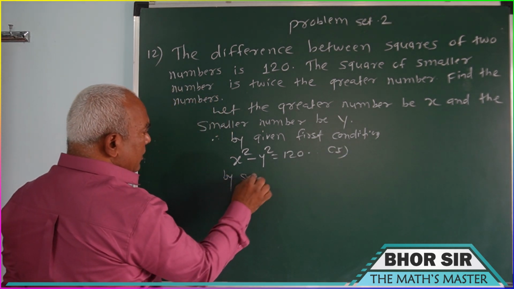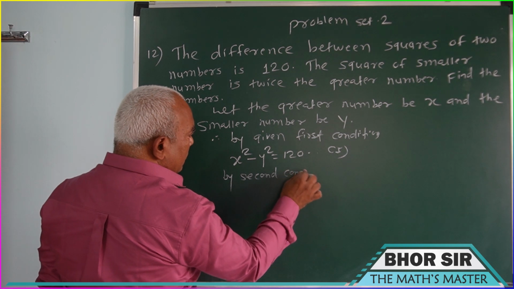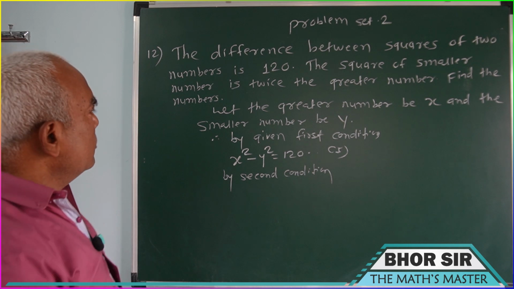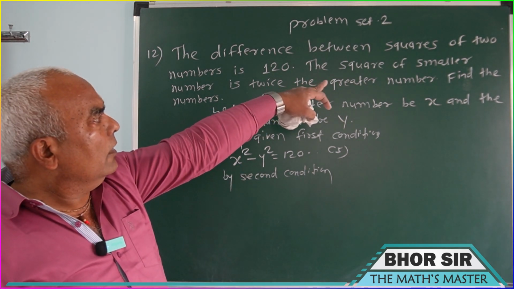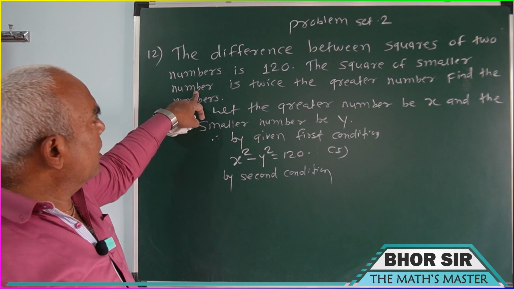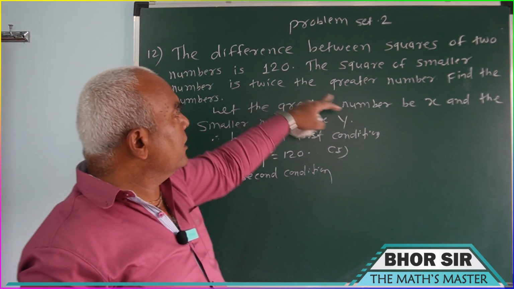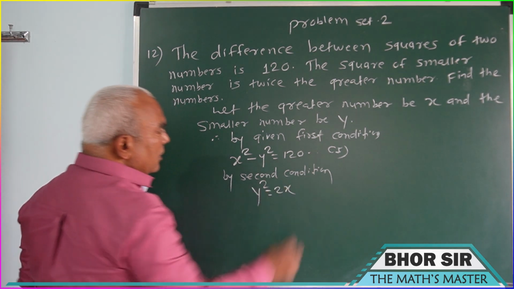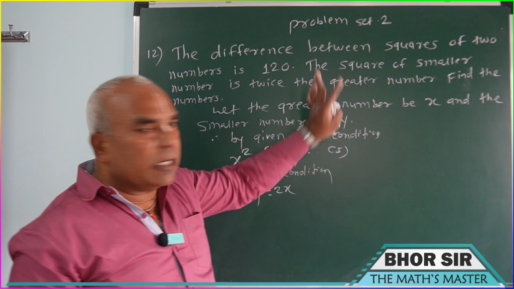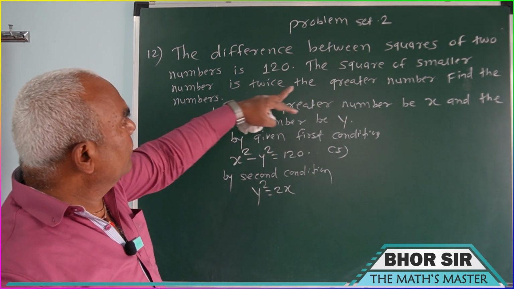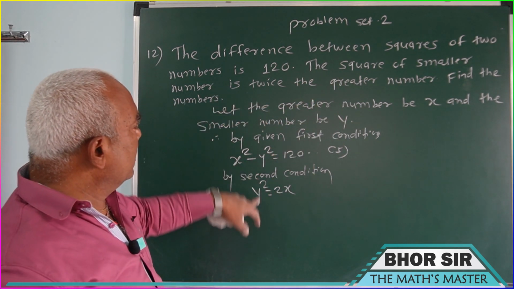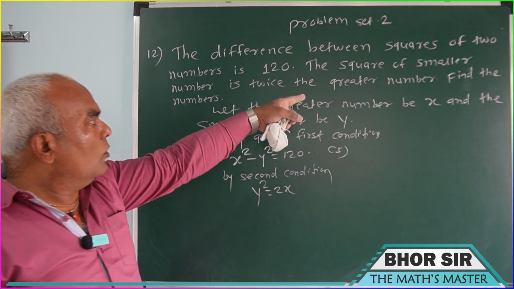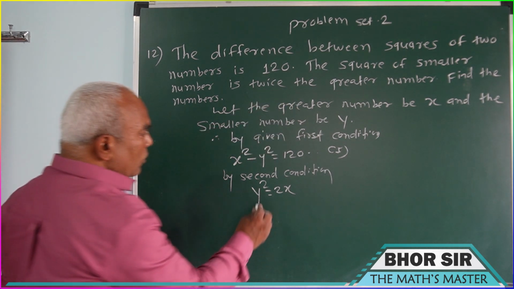And by the second condition, what is the second condition? The square of the smaller number, meaning y square, is twice the greater number. Twice the greater number means y square is equal to 2x. See here, twice the greater number, not the square of the greater number. By mistake, don't write square here. Only write twice the greater number, so y square equals 2x.